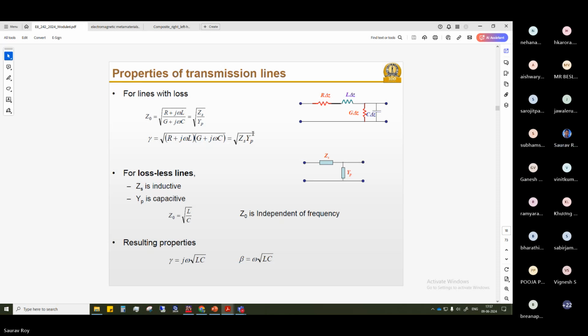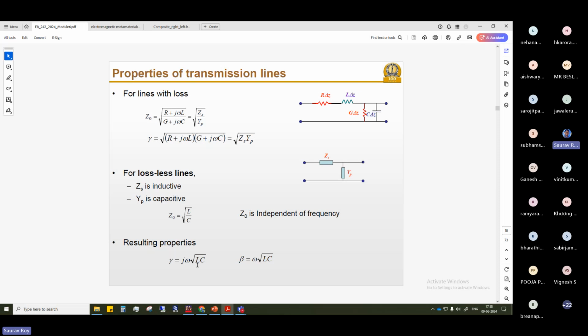Right. Now, in the case of a lossless transmission line, which is generally what we assume, what happens? The R and G terms vanish, because there will be very minute loss from resistive or admittive elements, so they become zero. Then only L and C remain. Then ZS is inductive, YP is capacitive, Z naught becomes square root of L over C, and gamma becomes j omega root LC.